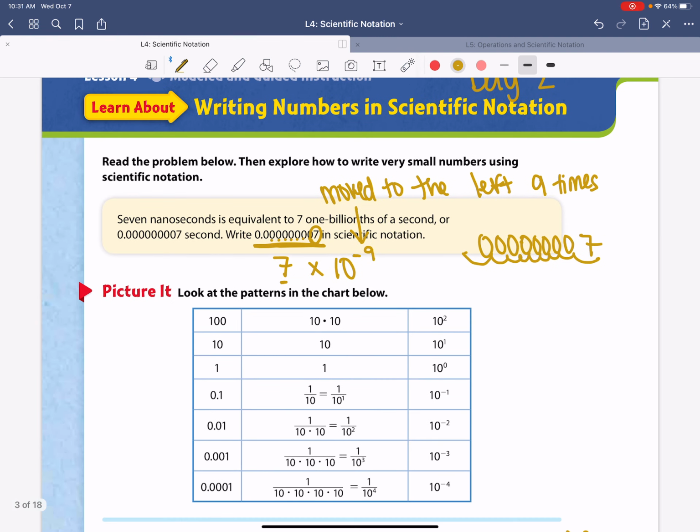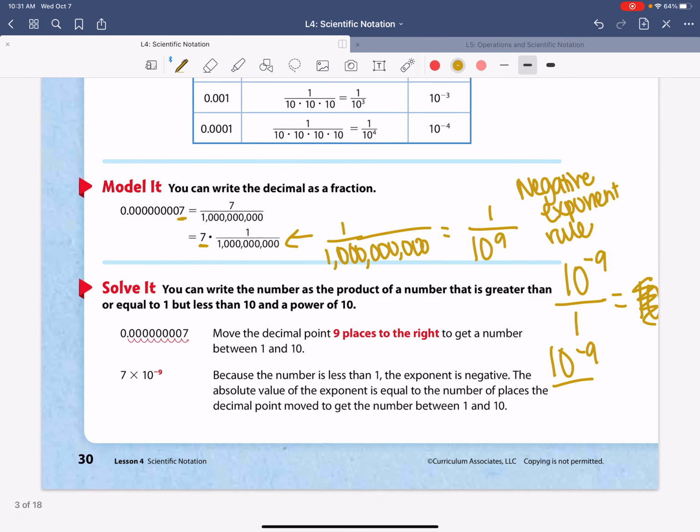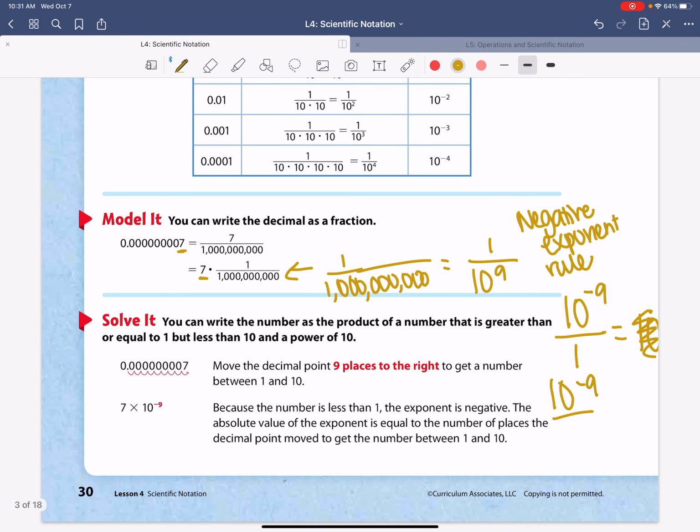That's what I actually did in the beginning, because I already knew how to do it. So that's different because I knew how to do it. If you didn't know to do that, then you can go through these steps like in the model. So to solve it, we had our original number, and we moved the decimal place over 9 times to get a number between 1 and 10.